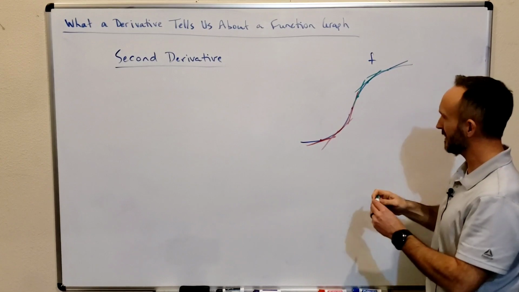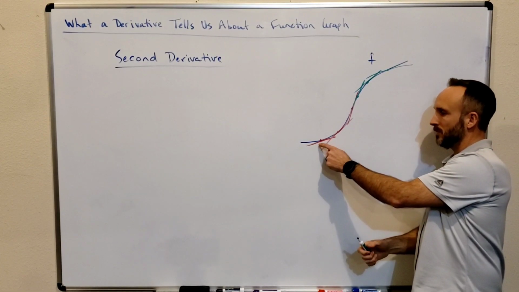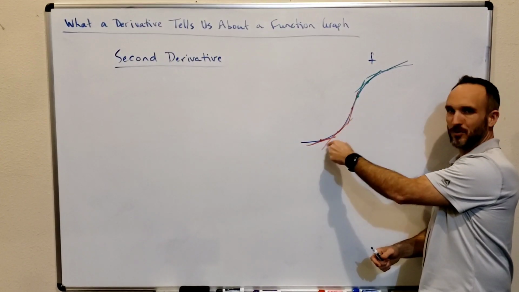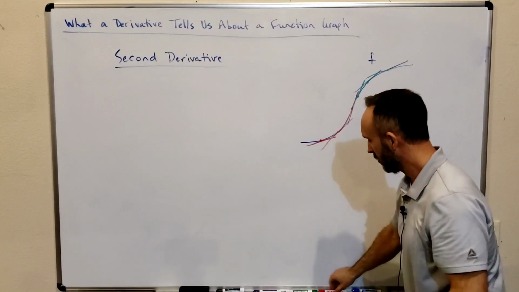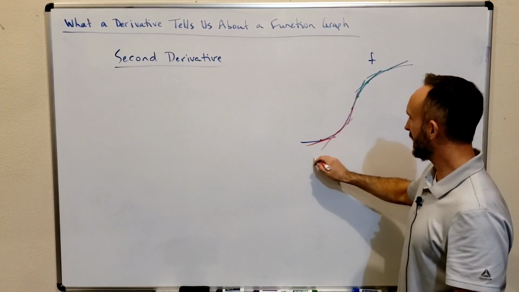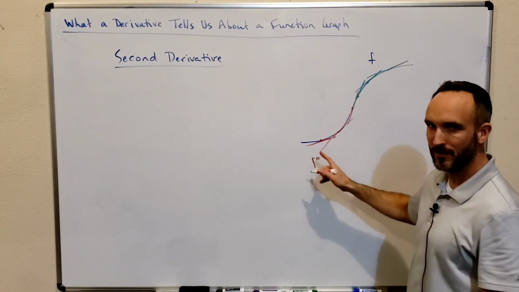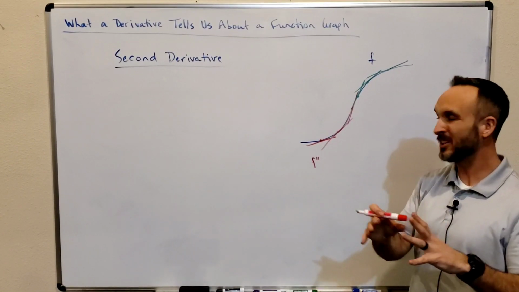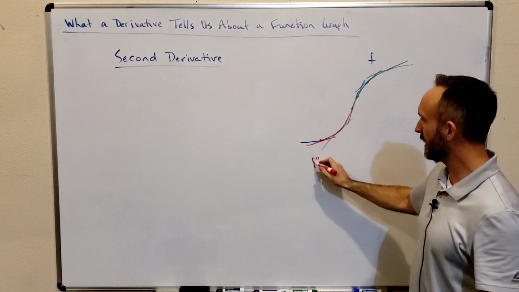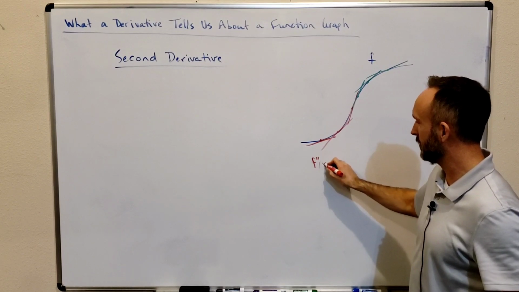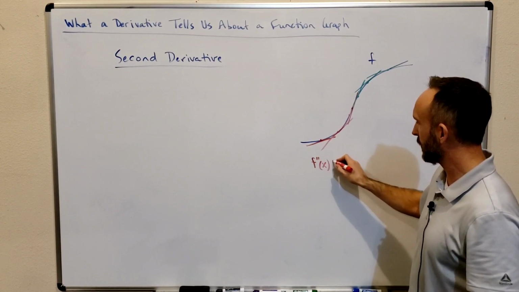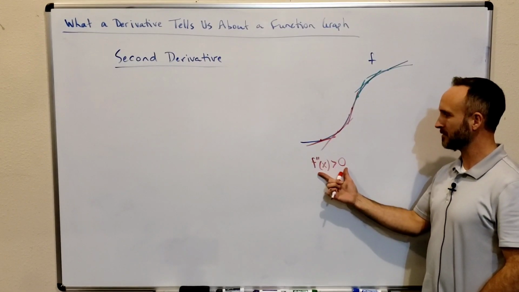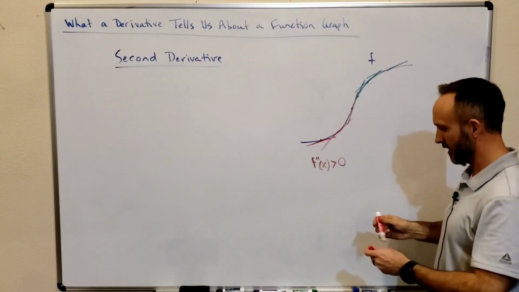So what this means is my first derivative values are increasing, right? Because the slopes are increasing, which means that the rate of change of my first derivative is positive. Because my first derivative is increasing, the slopes are increasing, my rate of change of my first derivative is positive, which is the same thing as saying f double prime of x is positive. Okay? f double prime of x is positive for these red tangent lines.